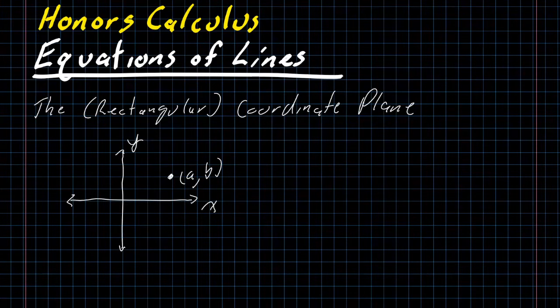an ordered pair representation, A comma B, where A is the position along the x-axis and B is the position along the y-axis. The place where the two axes cross each other is called the origin and has coordinates 0, 0. Nothing new, nothing crazy going on there.